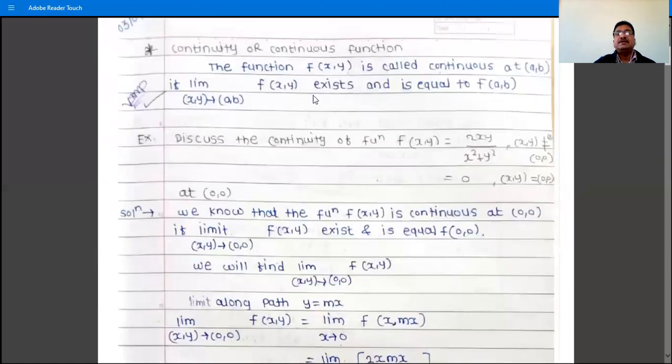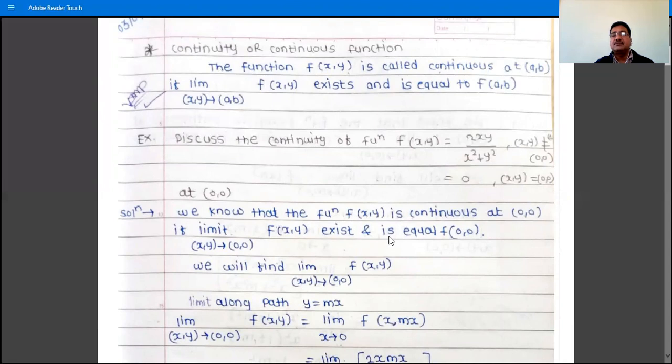So continuity, definition of continuity. Last lecture we have seen that the function f(x,y) is called continuous at (a,b) if the limit of f(x,y) as (x,y) tends to (a,b) exists and is equal to f(a,b). If this limit does not exist, then the function is not continuous at that point. Or if the limit exists, but it is not equal to f(a,b), then also the function is not continuous.